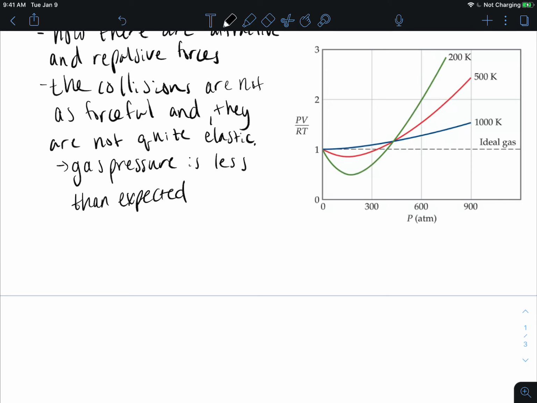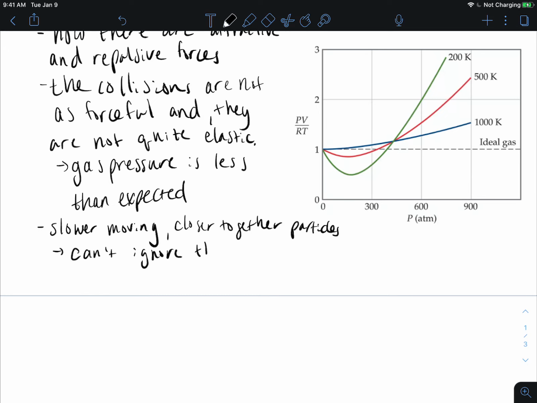And of course, since we have things that are moving slower and in closer proximity, we have to take into account the volume of those gas particles. So with slower moving, closer together particles, in this case, we can't ignore the gas particle volume. So our volume will be slightly higher than our ideal gas law predicts.